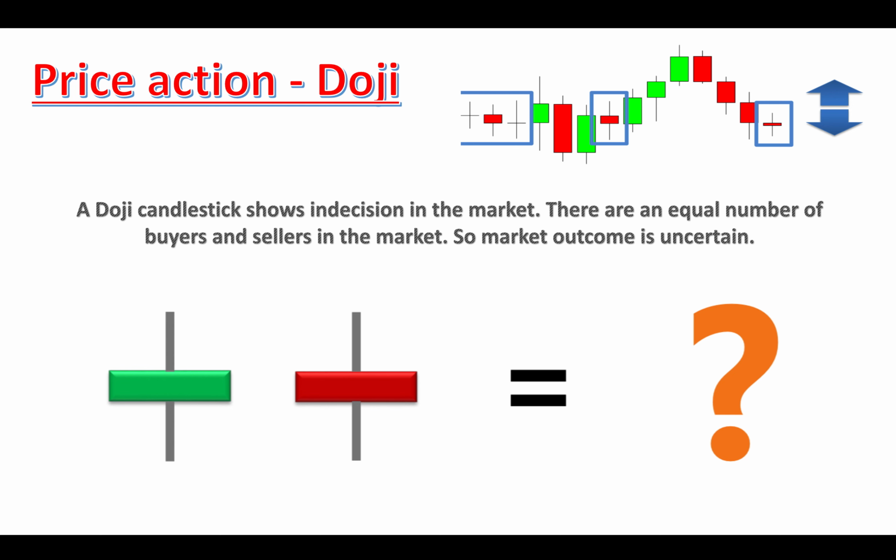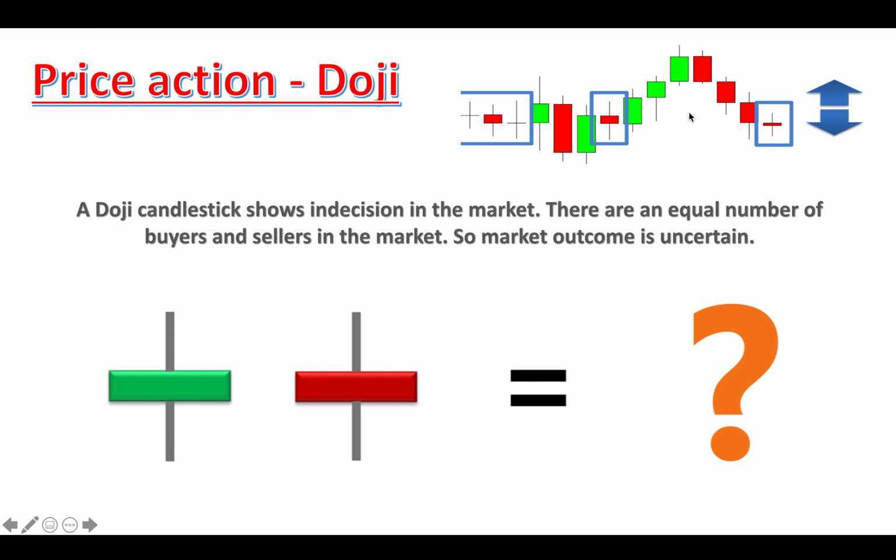A doji shows indecision in the market. So as we can see here, there is barely any movement with these doji candlesticks. Price opens pretty much where it closes, and there is equal length of the wicks either side, showing that price has gone as high as it has gone low, and it's closed pretty much where it started.